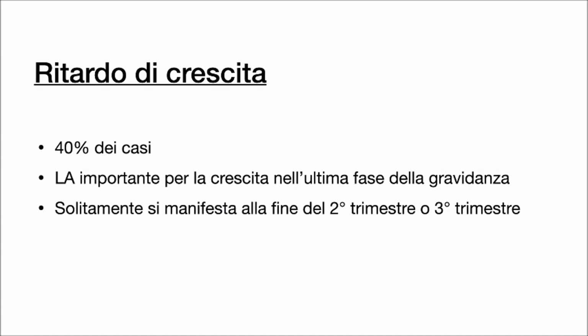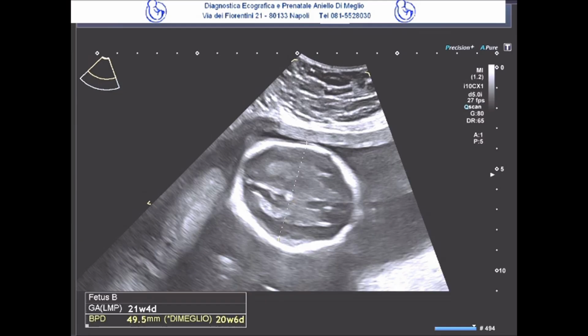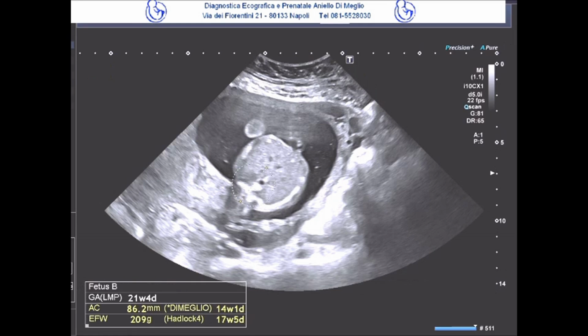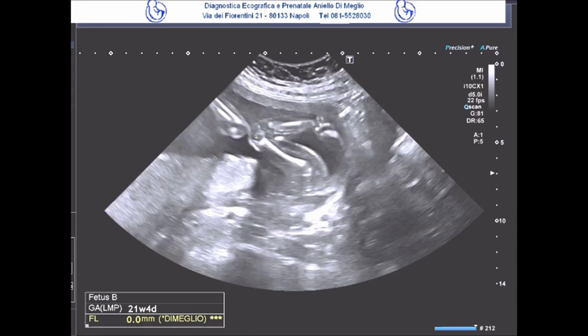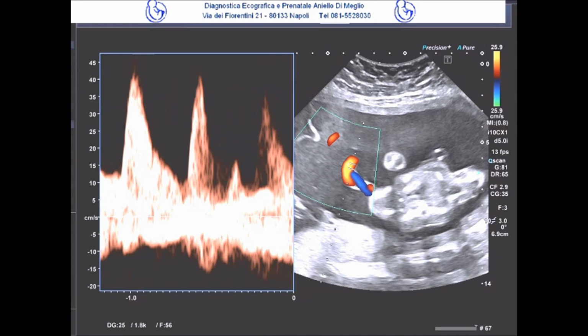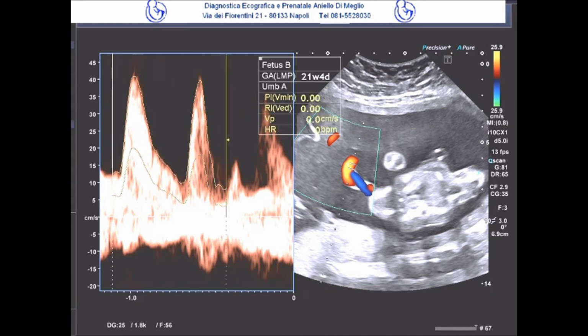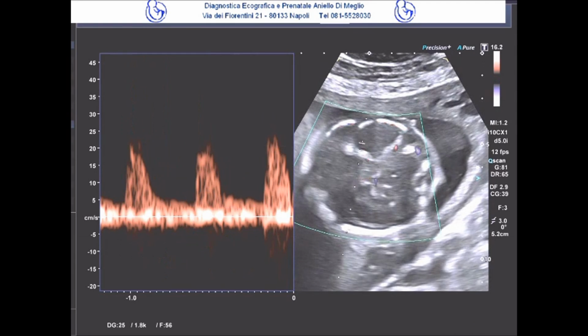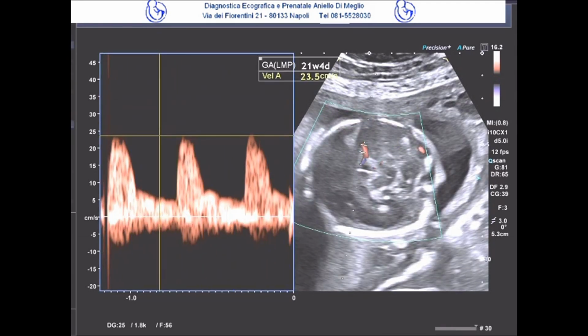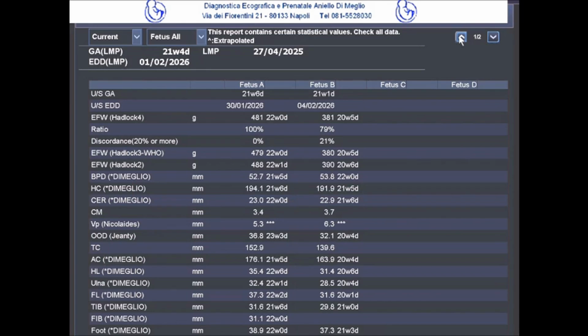In our case, growth retardation was present, but with normal Doppler flow both at the level of the umbilical artery, the cerebral artery, and the venous duct, and there were no signs of twin-to-twin transfusion syndrome despite a biometric discrepancy of about 21%, as we can see from these images. Most of this discrepancy was due to the fact that the first fetus was a few days larger than its estimated gestational age, while conversely, the second fetus was a few days smaller.